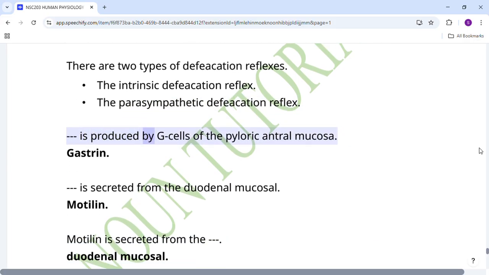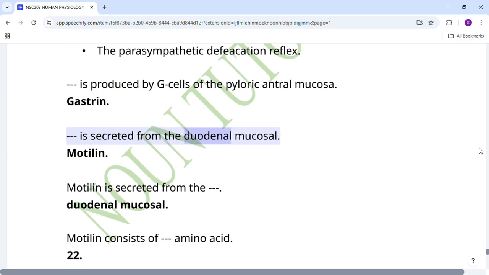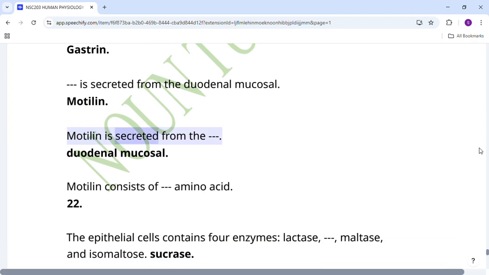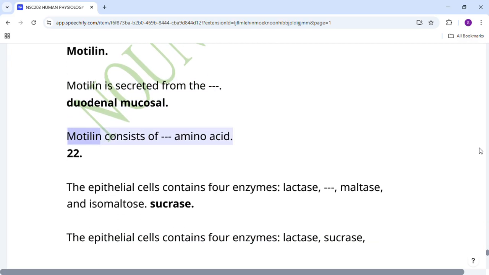Gastrin is produced by G cells of the pyloric antral mucosa. Motilin is secreted from the duodenal mucosa.